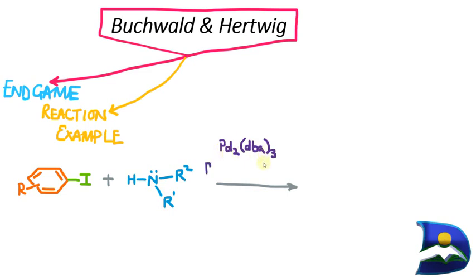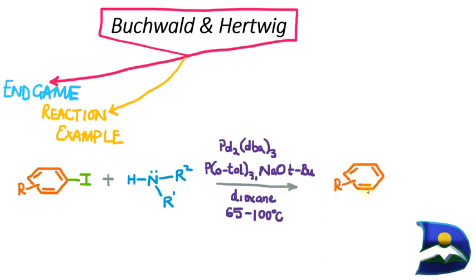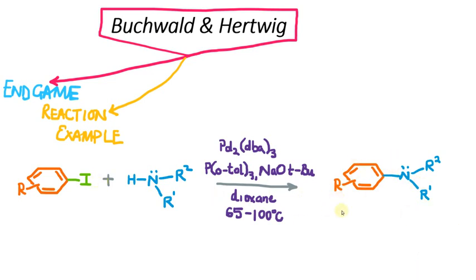which is palladium dibenzylideneacetone, and this is done in toluene with phosphine, and this is going to be done in the presence of our base. In this case it is going to be sodium tert-butoxide, and then we have dioxane, and this is done at 65 to 100 degrees Celsius, quite a hot temperature to keep in mind. And this leads to the formation of our aromatic ring attached to the specific amine in a process called amination of our aromatic ring.